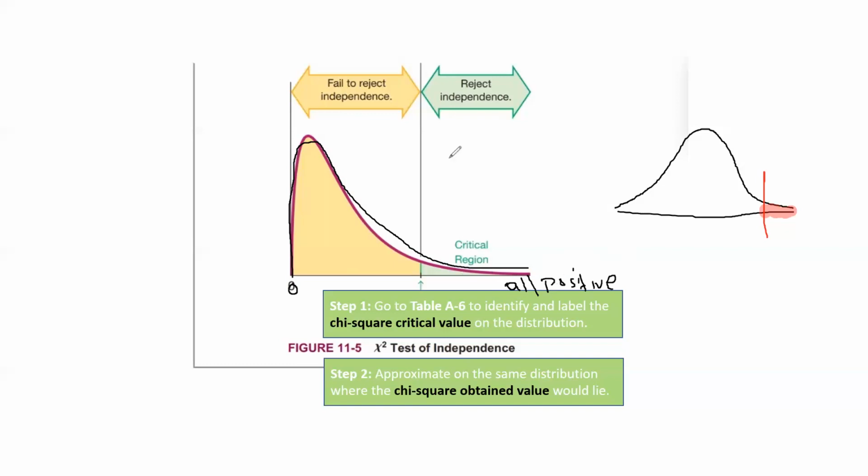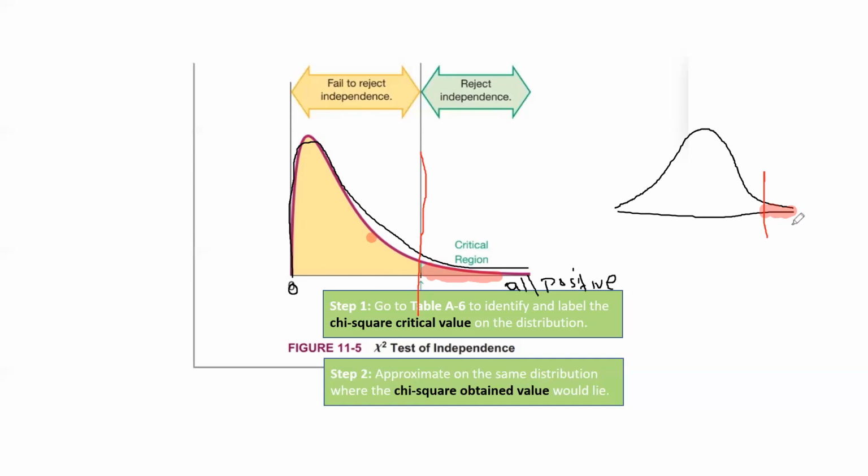All positive values. The same logic, however, works. You sit back and find out what the critical value is, and then you will reject whether it's independent, or you'll fail to reject whether it's independent if it gets into the critical region, or if it does not get to the critical region, you fail to reject. Same logic, but technically the distribution is not normal.